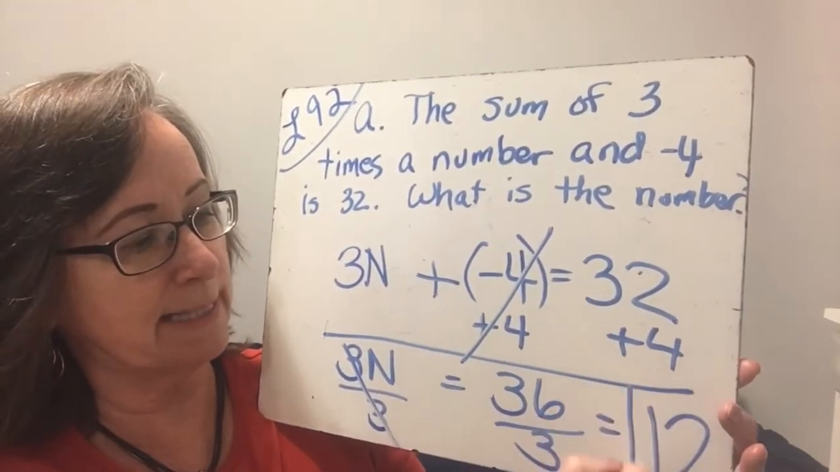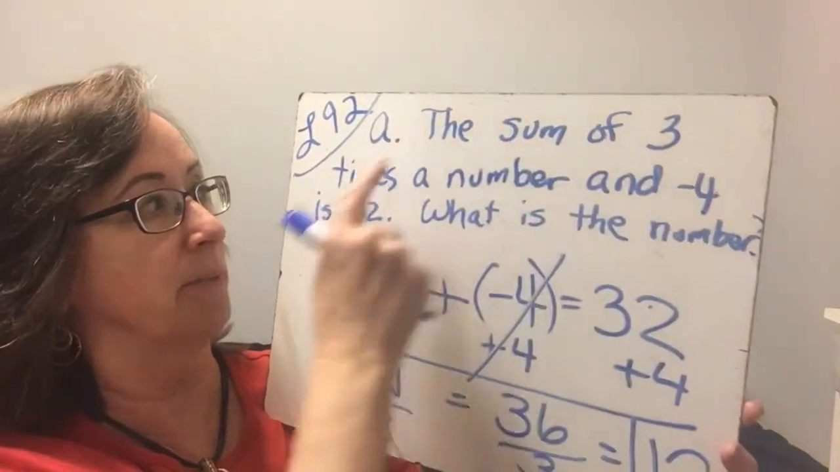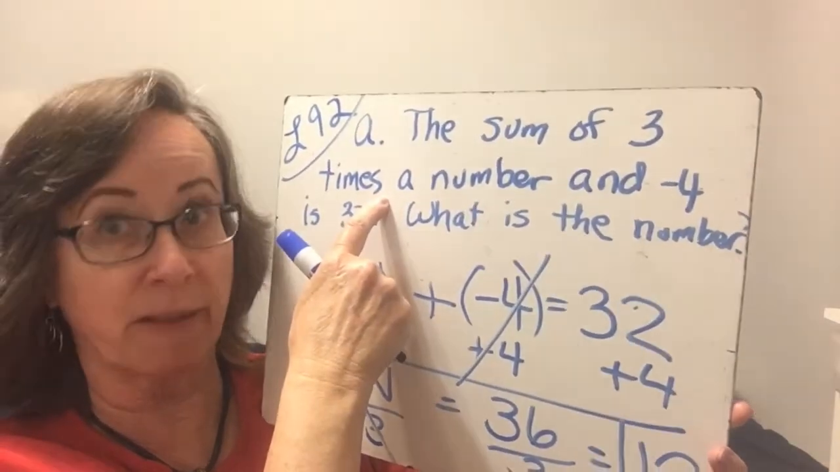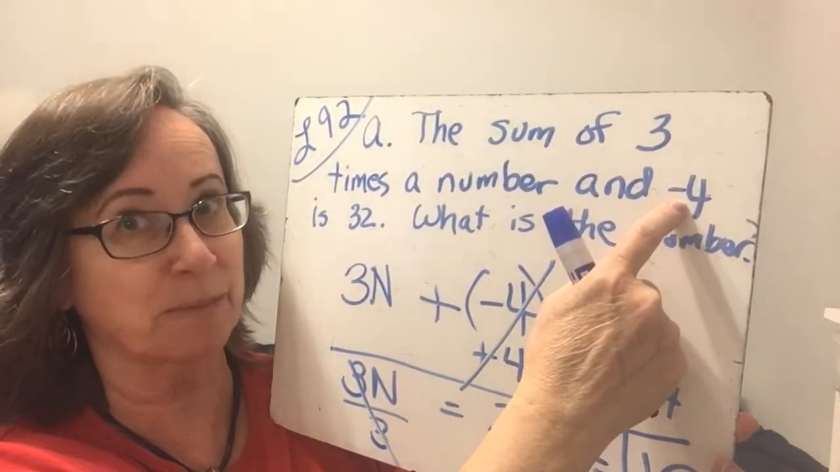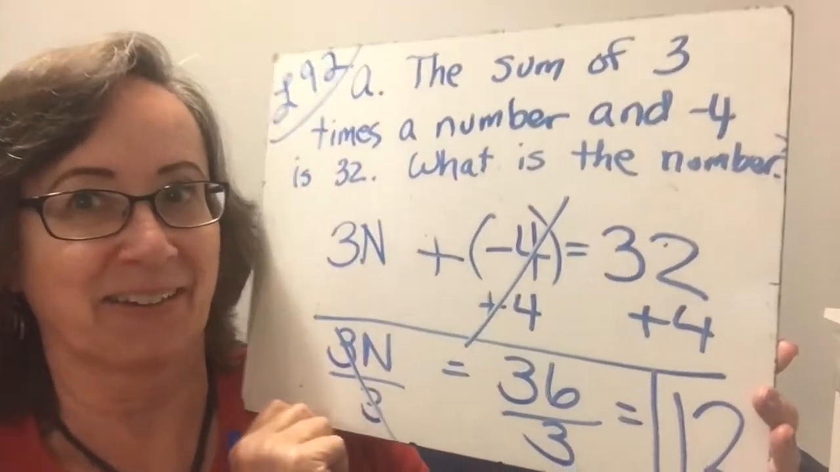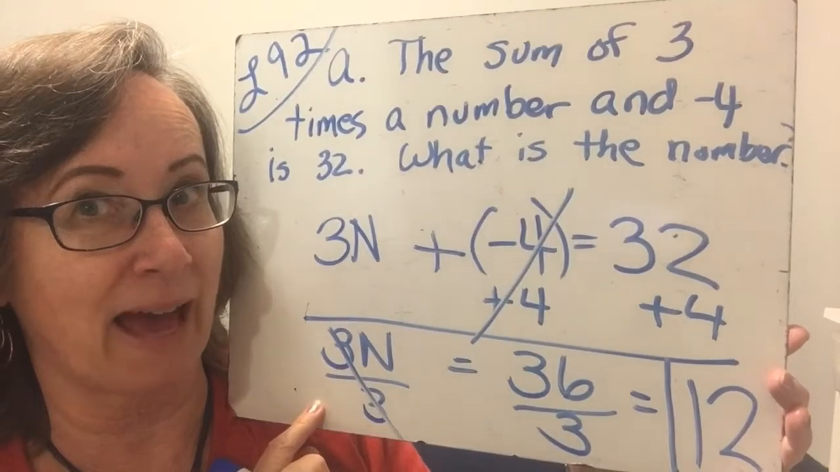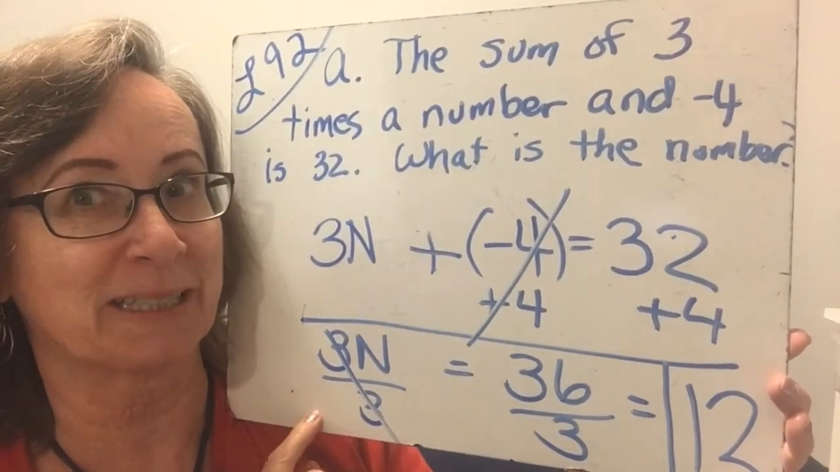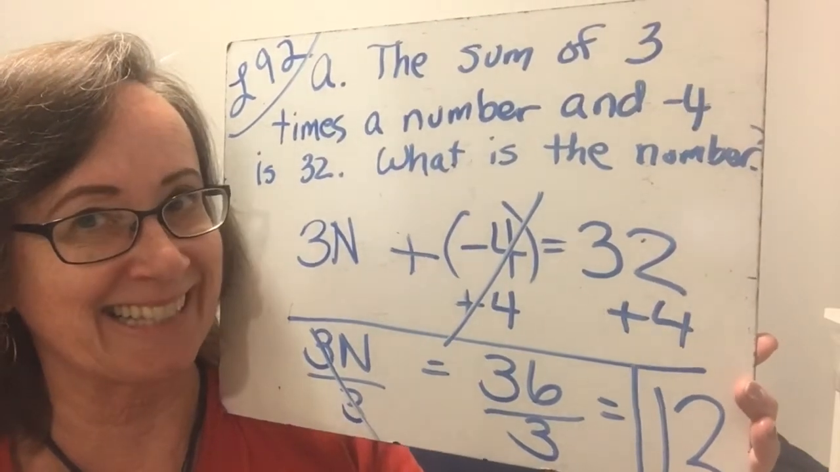All right, let's see if it works. The sum of 3 times 12 would be 36, and a negative 4. 36 plus a negative 4 would be a 32. Okay, so look at the board. Hopefully you got that right before you looked at my answer. I'm hoping so. Okay, we're going to do 2 more practices.